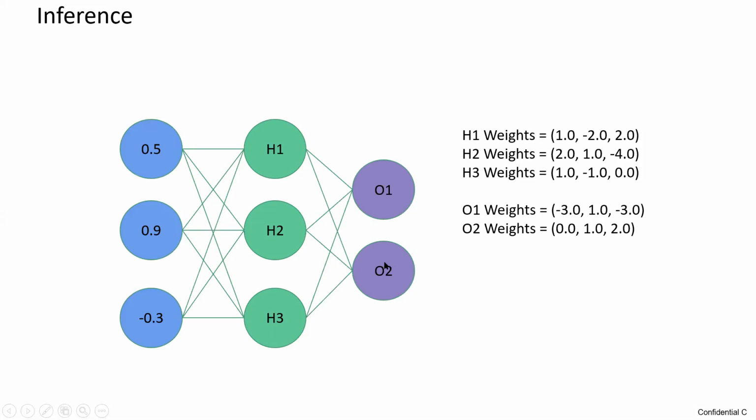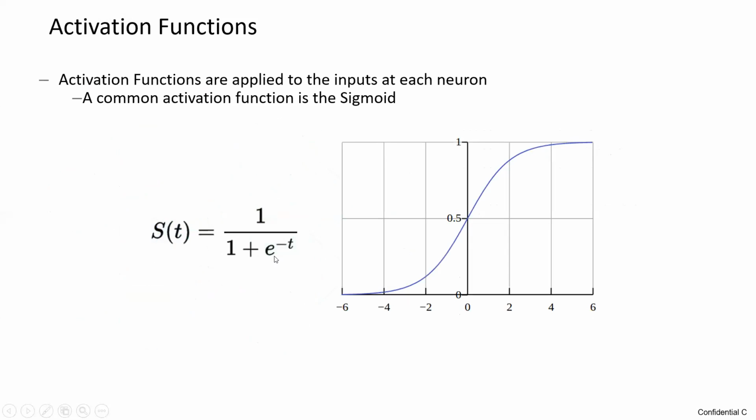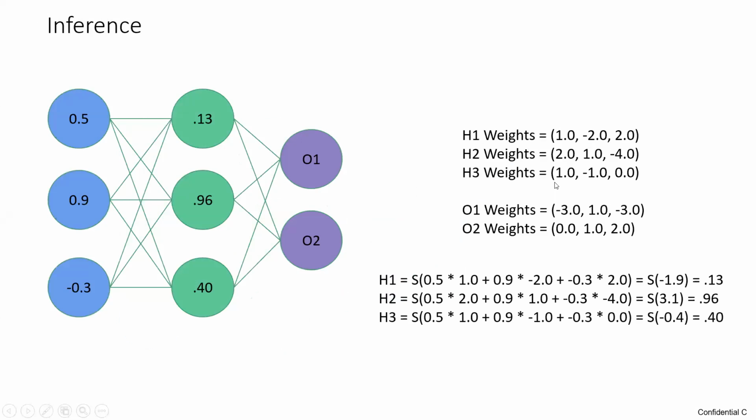So now let's compute the hidden neurons. For H1, 0.5 into 1, 0.9 into minus 2, plus minus 0.3 into 2. You sum up all these values and get minus 1.9. As I said, we are going to use a sigmoidal activation function, which is 1 divided by 1 plus exponential of minus t. Now we have the t value, which is minus 1.9. You pass that value and you'll get 0.13 if you do the computation.